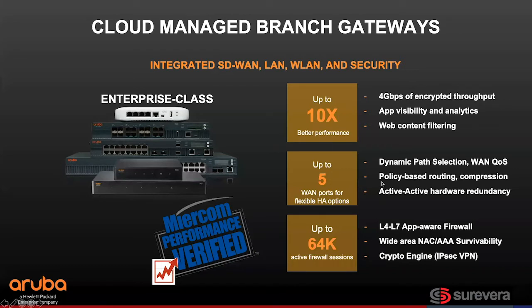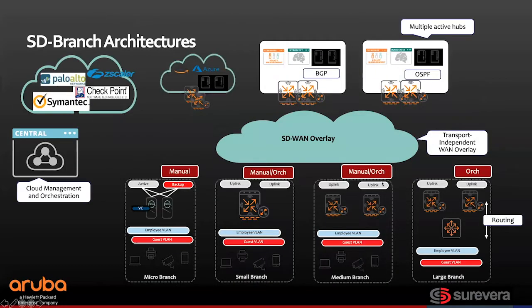So SD branch architectures. We want to talk about that micro branch, a small branch, a medium branch, and a large branch. So a micro branch, think about it where we're basically going to do that virtual controller solution that we talked about earlier, where it creates a tunnel backup into your gateway, so your VPNC, and is able to sit there and communicate that way. That's your micro branch.